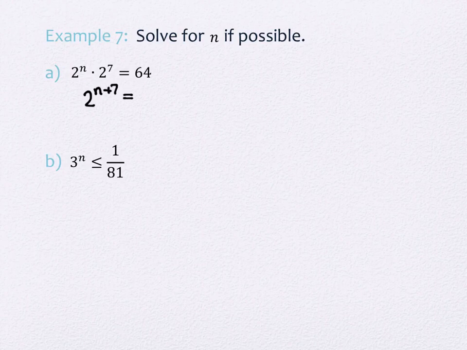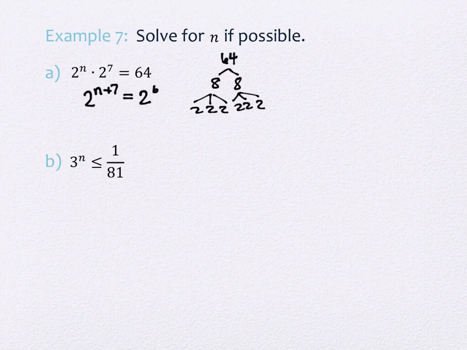And then the 64, we can write it as 2 to a power. If you aren't sure what power it is, you can just take 64 and you can divide it. All right, so 64 is 8 times 8. And then 8 is 2 times 2 times 2. So we can break it apart like that. That's 6 2's. At this point, in order for these to be equal, because the bases are equal, the exponents must be equal. So n plus 7 must equal 6. And that will only happen if n is equal to negative 1. Right? Negative 1 plus 7 is 6.